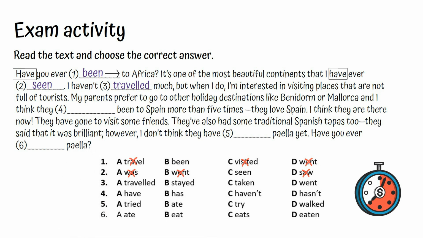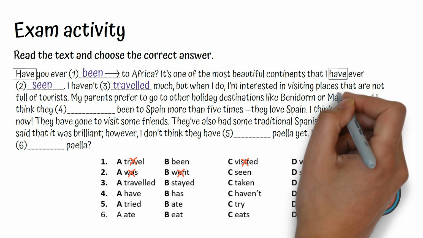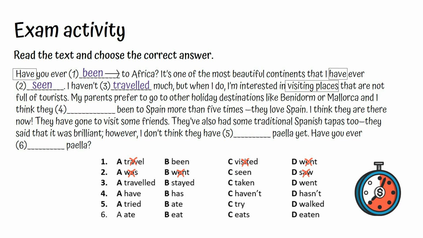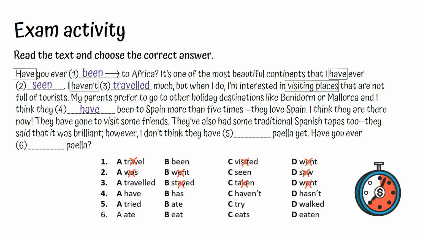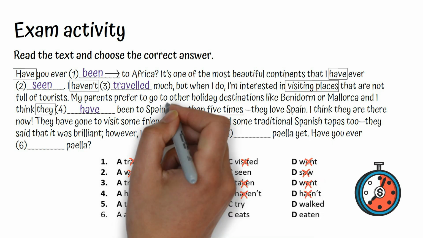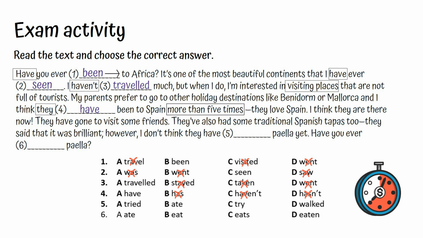Number 3. Travelled is correct because we can use travel to talk about visiting places. We use the past participle travelled with the auxiliary verb haven't to form the present perfect. Number 4. Have is correct because we use the auxiliary verb have after the subject they to form the present perfect. Has and hasn't are not correct because we do not use has or hasn't after the subject they. Haven't is not correct because this structure is not a negative structure. We know it's not negative because of the sentence more than 5 times.